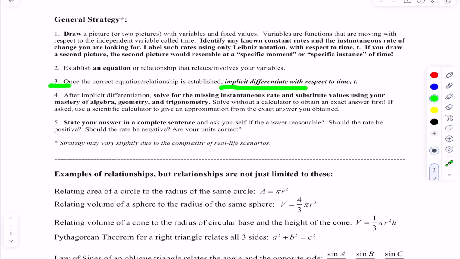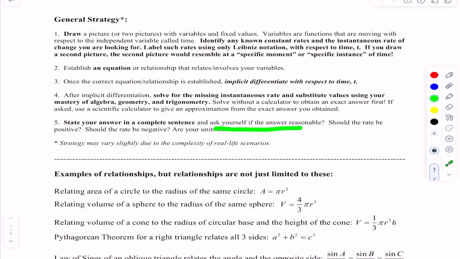Third, we're going to implicitly differentiate with respect to time. You're going to have functions that have the independent variable of t. After implicit differentiation, solve for the missing instantaneous rate or substitute your values using your mastery of algebra, geometry, and trigonometry. As needed, you could approximate your exact answer with a calculator, specifically a scientific calculator. You should be able to state your answer in a complete sentence.